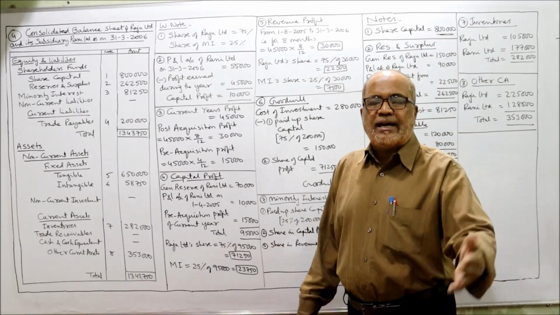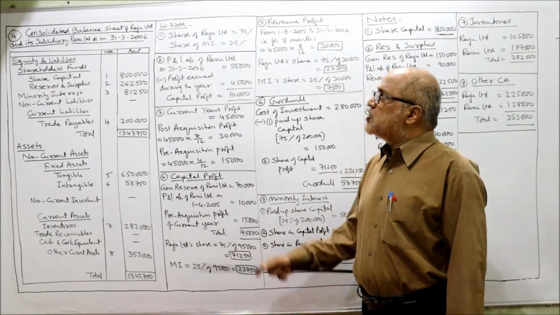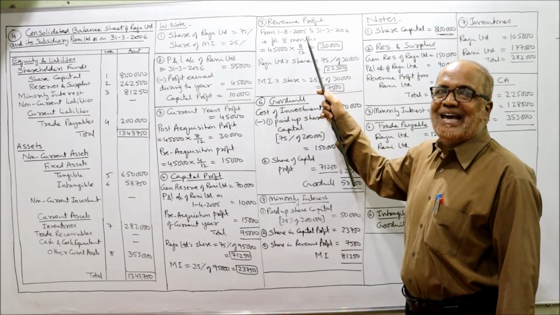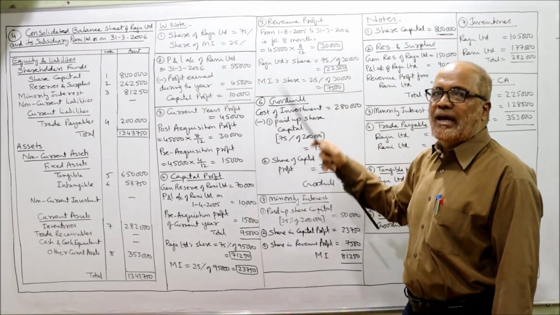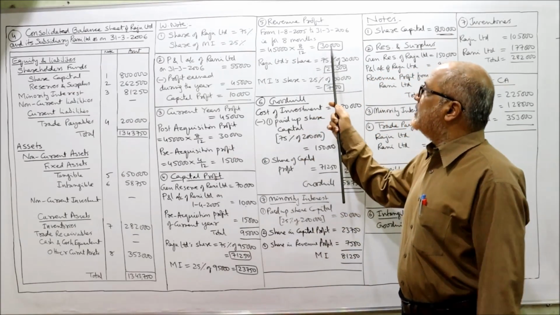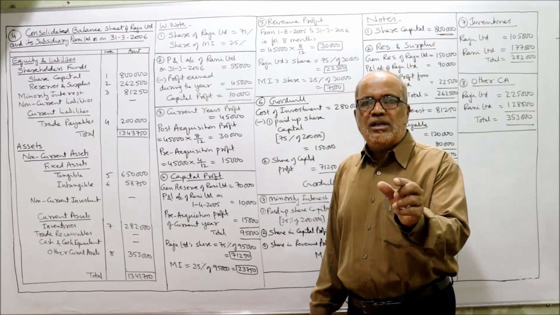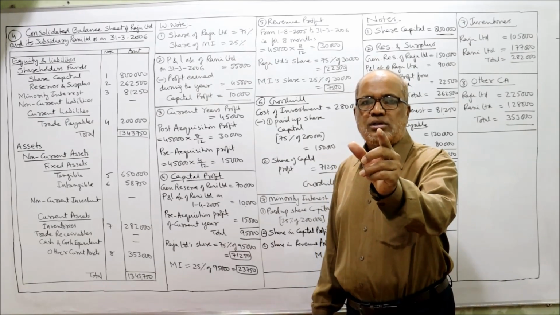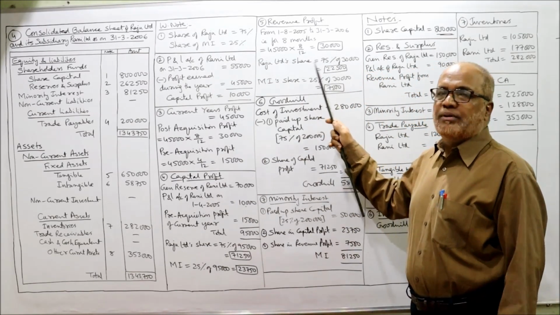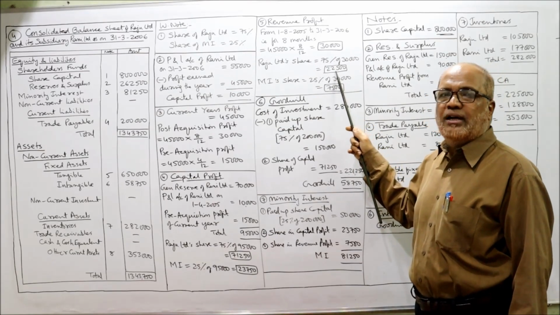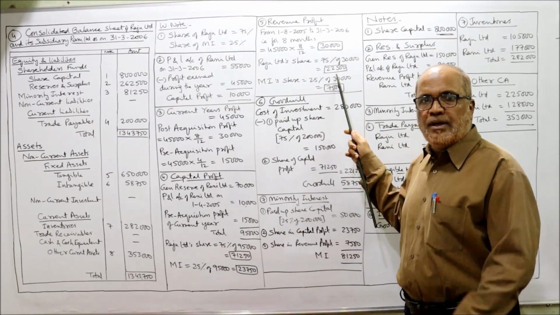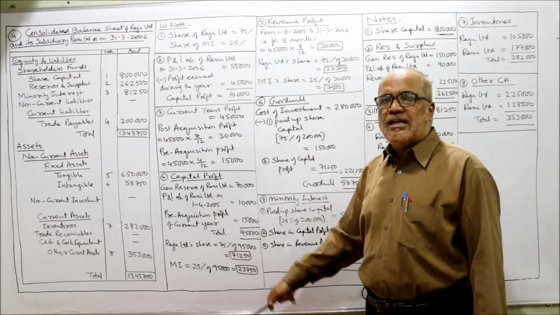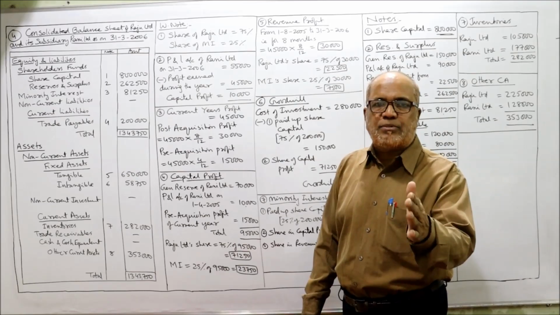That means post-acquisition profit, 8 months profit, from 1st August 2005 to 31st March 2006. 45,000 into 8 by 12 comes to 30,000. This 30,000 is the post-acquisition profit, revenue profit. In that 30,000, how much belongs to Raju Limited? 75% of 30,000, 22,500 belongs to Raju. The remaining 25% belongs to minority interest. So these are the basic calculations regarding revenue profit and capital profit.